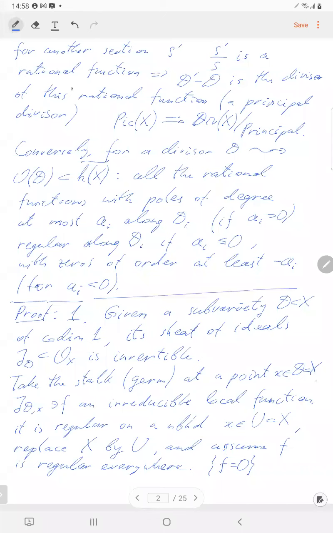It certainly contains this initial codimension 1 subvariety, but maybe something else. Some other components of codimension 1, and they all combine into what I call C. C is the union of all the other irreducible components of F equals 0. All the other, I mean, not D.